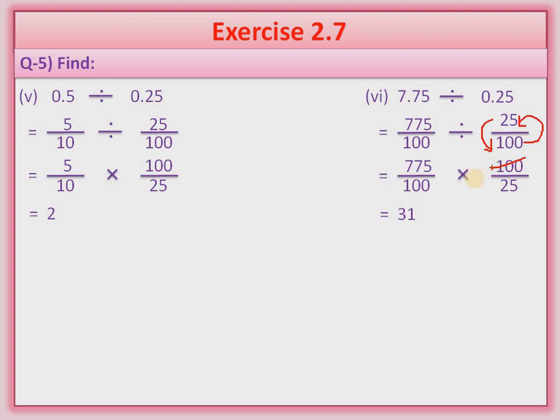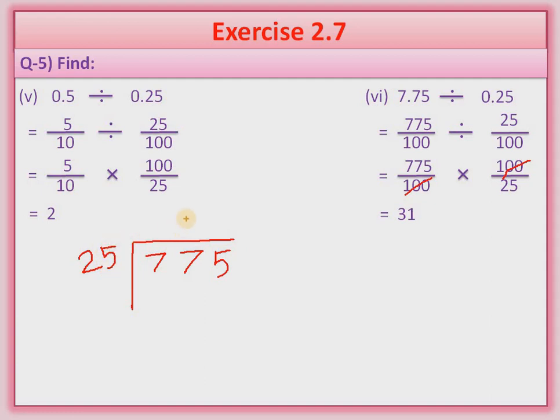So look at this side. This 100 will be cut directly, beta. We are going to cut directly here. So 775. Here this 100 will be cut. Again I am going to write, beta, 775 divided by 25.